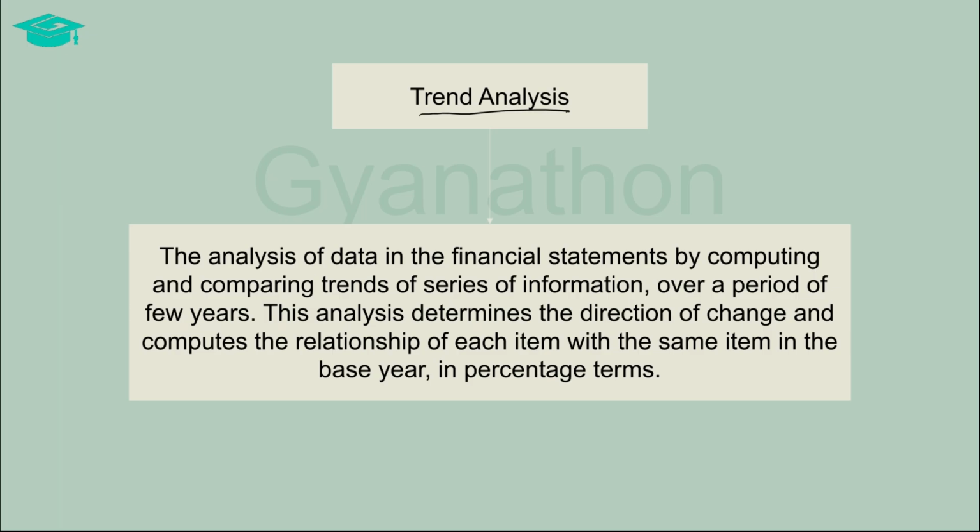It involves the percentage relationship that each item bears to the same item in the base year. This helps to study the behavior of the same item over a period of time, whether such item is showing an increasing trend or a decreasing trend or remains constant. With this observation, any problem that may exist in relation to such item gets detected.